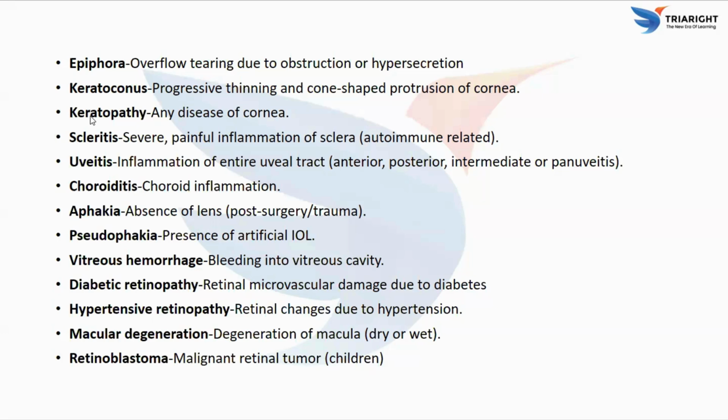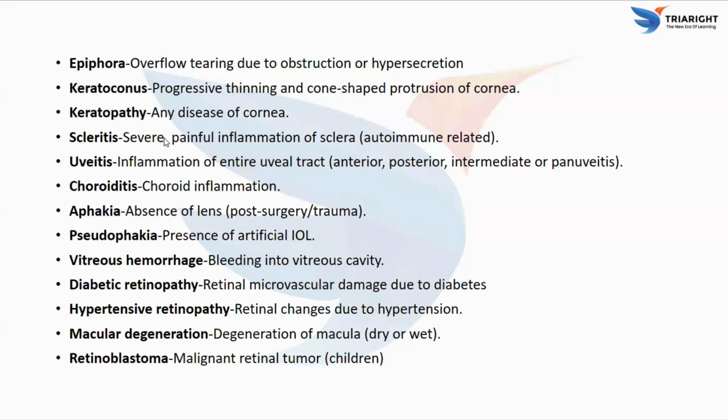So next is keratoconus. So what is keratoconus? It's a progressive thinning and cone-shaped bulging of the cornea. So what are the effects of the keratoconus? Irregular astigmatism, distorted vision. This may require a cornea transplant in advanced stages. So keratoconus is mostly seen in teenagers and also younger adults.